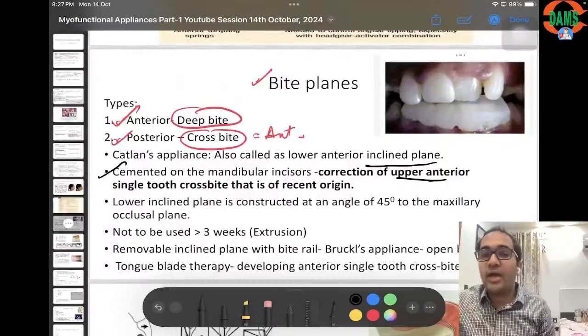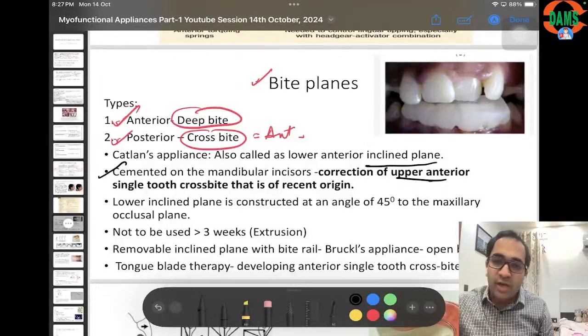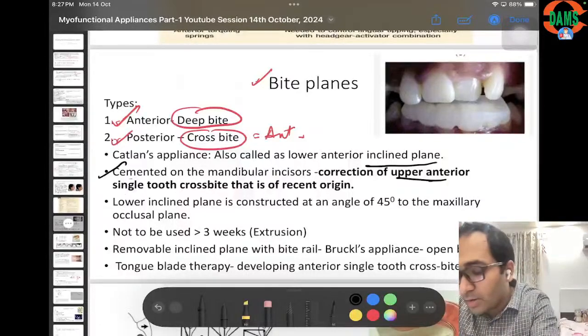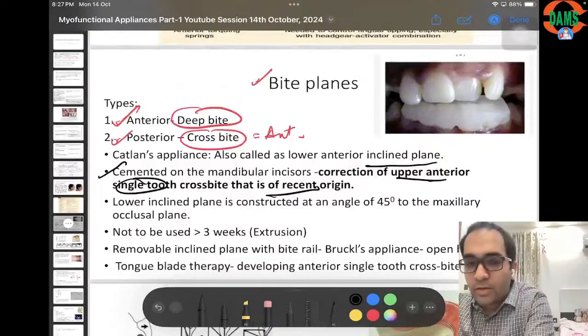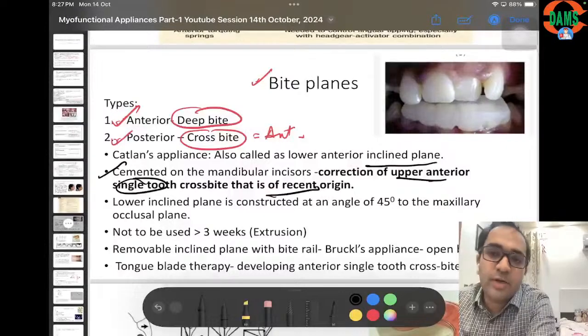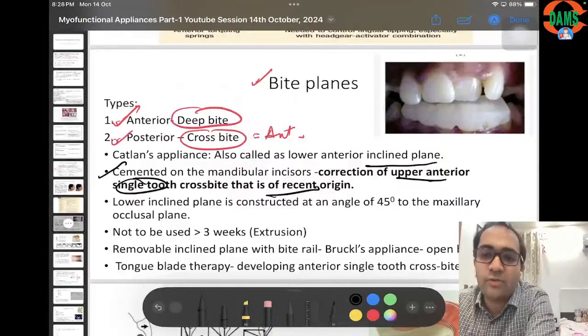The inclined plane or Catlan's appliance is first of all given on the lower anterior teeth. It is an inclined plane. It is cemented. What is its use? For the correction of upper anterior single tooth cross bite that is of recent origin. Recent origin means the tooth has recently erupted or it's a developing cross bite. The tooth has not fully erupted, the crown or enamel has not fully erupted.